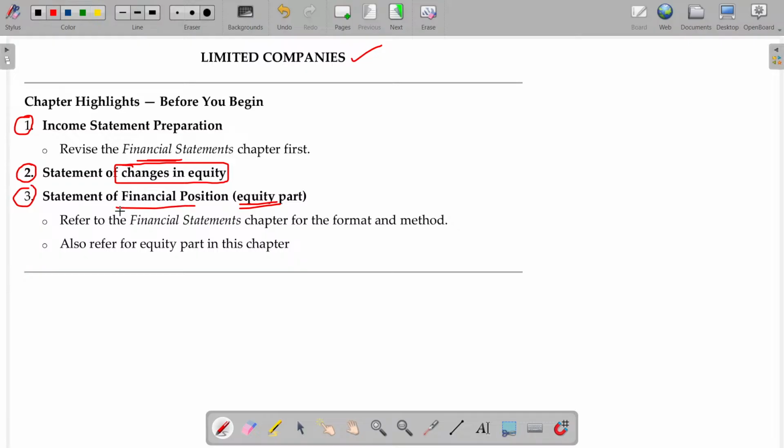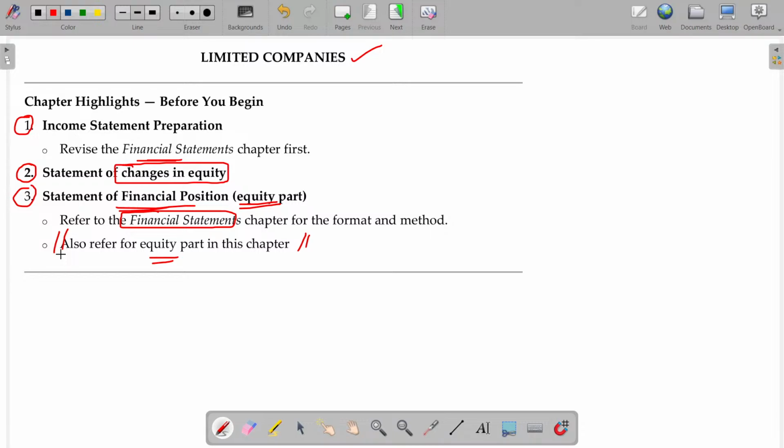And in case of financial position also, you just go and study the financial statements chapter for the format and methods and logics and all. Also refer for the equity part in this chapter. Only the equity part is totally different. We will be dealing with that one here.